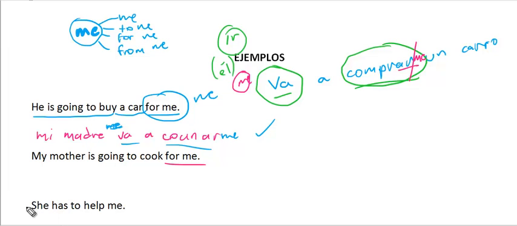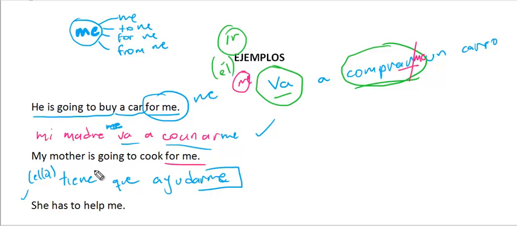The other example. Next example. She has to help me. Ella. You can say it or not. Ella. Remember that the subject pronouns are optional. Ella tiene que ayudarme. Right? Because this is an infinitive verb, you can put it here and you have the conjugation of tener. So you can say also, ella me tiene que ayudar. Okay? Two options. Both are correct. Both are common. Now let's see more examples.